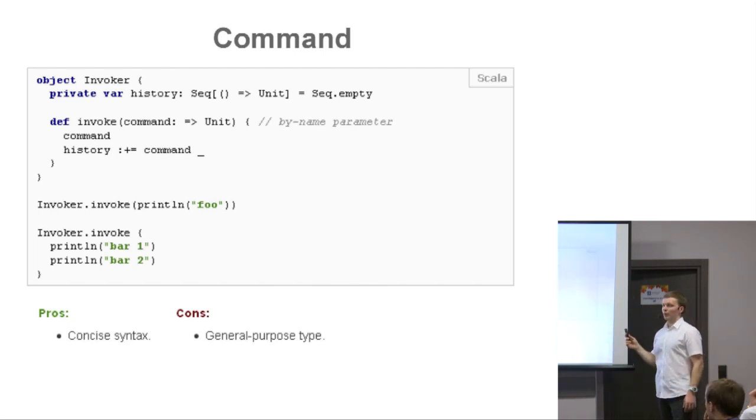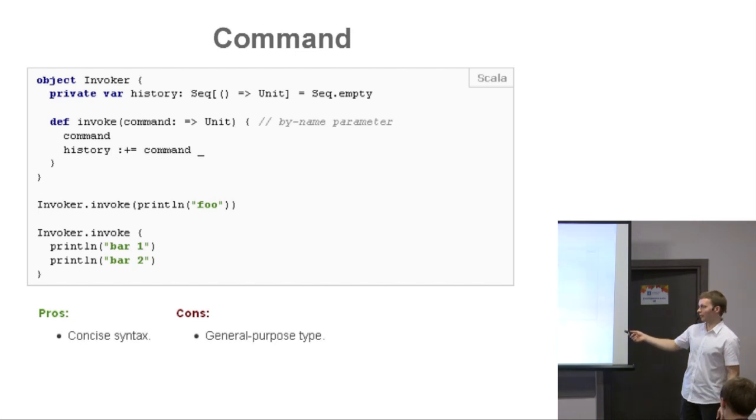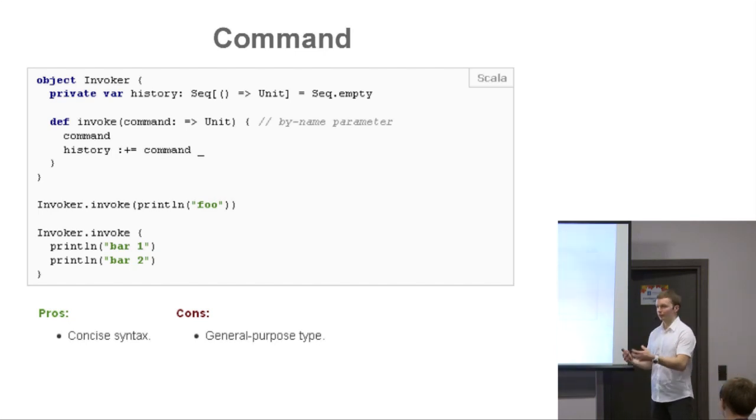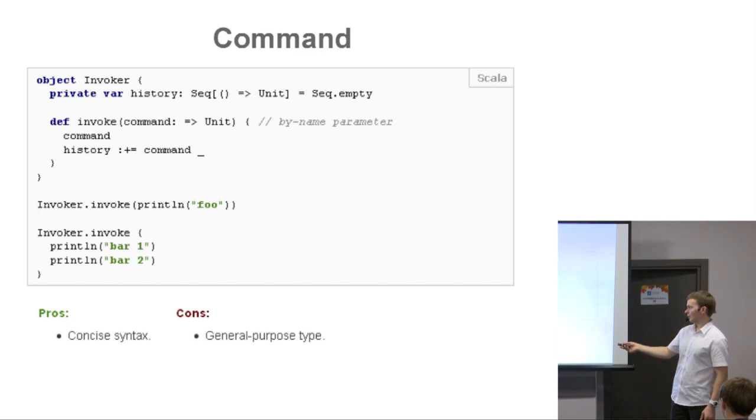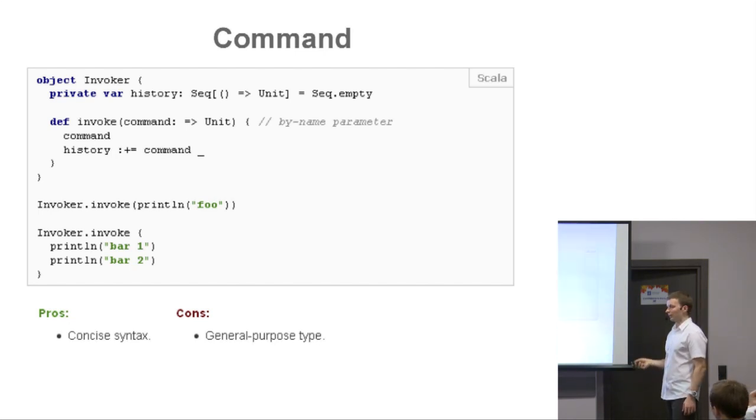So Scala provides a way to defer evaluation of code automatically, so we don't have to wrap anything into some classes or closures. And again, it is an advantage of more concise syntax, and the disadvantage is general purpose type.